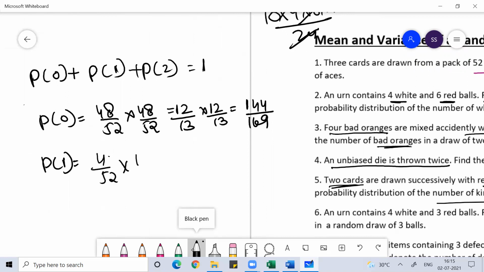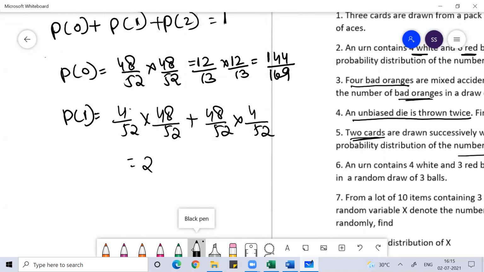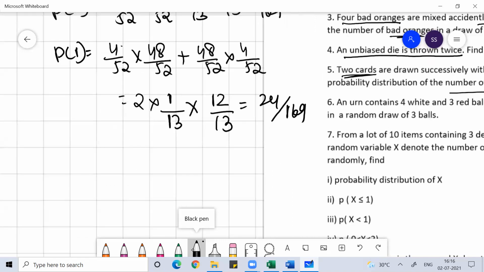Next card is not king, that will be 48 by 52, plus the first card is not king, 48 by 52, into the second card is king, so that is 4 by 52. Here I cannot use nCr with replacement, because nCr only talks about without replacement. Whenever there's a replacement, I cannot use nCr. So this is nothing but 2 into 4 by 52, means 1 by 13 into 12 by 13, 24 by 169.